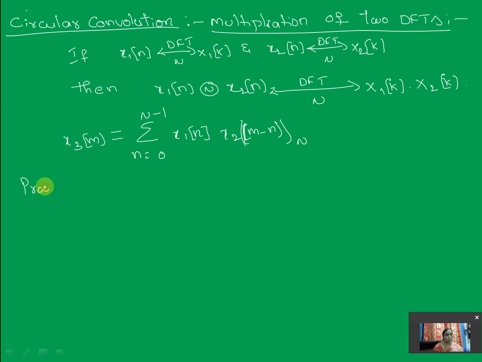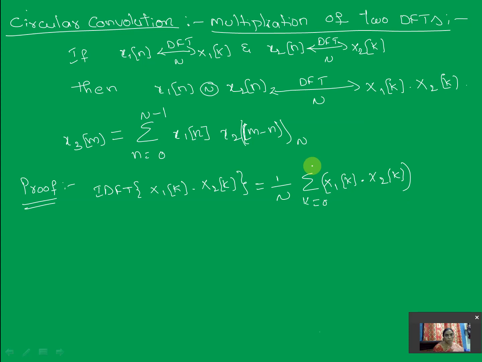Now here is the proof. To prove this, I am taking the IDFT formula. IDFT of x1 of k into x2 of k is nothing but 1 by N summation of x1 of k into x2 of k, where k is from 0 to N minus 1, e power plus j 2 pi by N kn. Of course you know that x1 of k is the DFT of x1 of n, and x2 of k is the DFT of x2 of n.